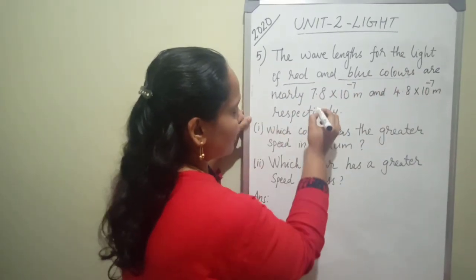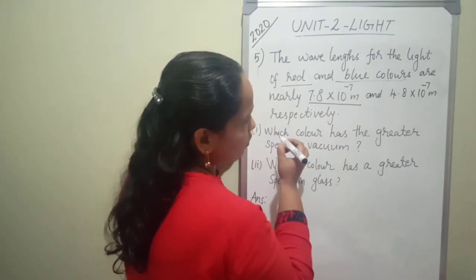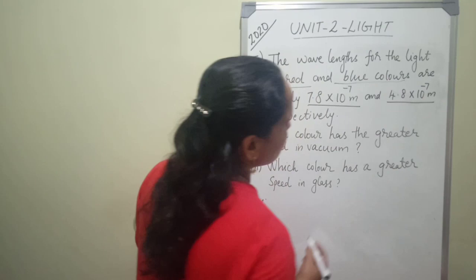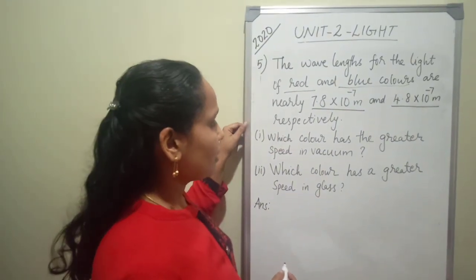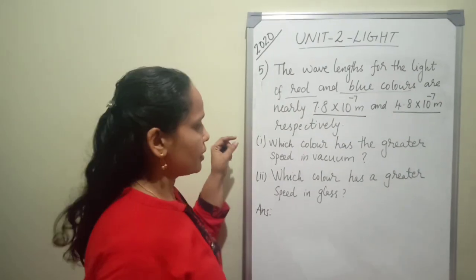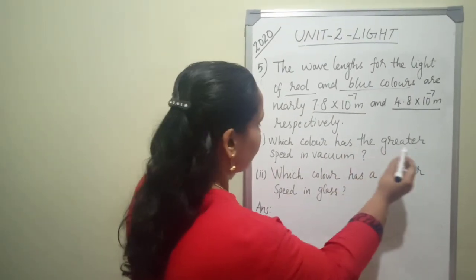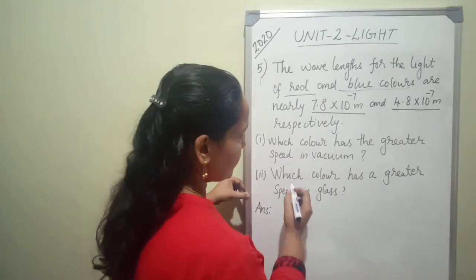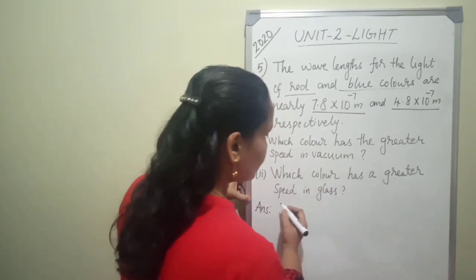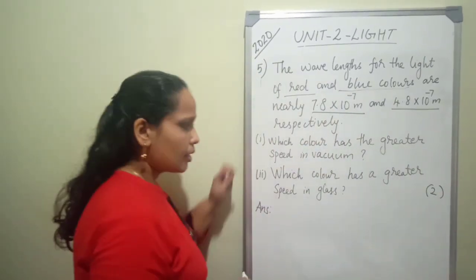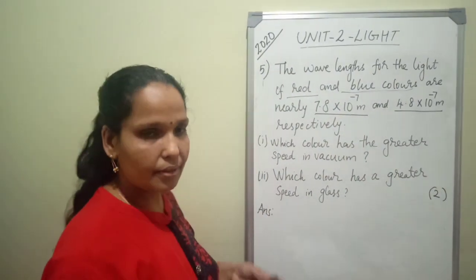Our 5th question from this chapter: the wavelengths for the light of red and blue colors are nearly 7.8 into 10 to the power of minus 7 meter and 4.8 into 10 to the power of minus 7 meter respectively. This is the statement given. First question: which color has the greatest speed in vacuum? Second question: which color has a greater speed in glass? Again it is a 2-mark question. Each question carries 1 mark.